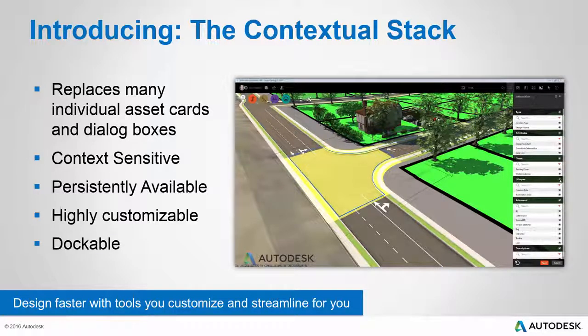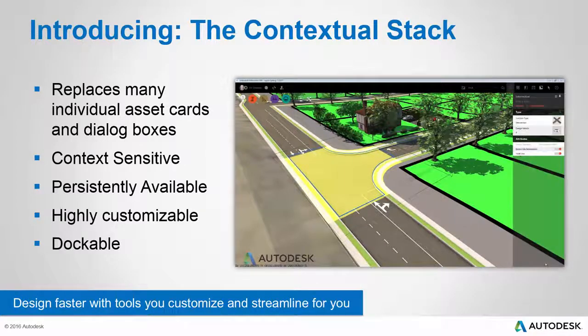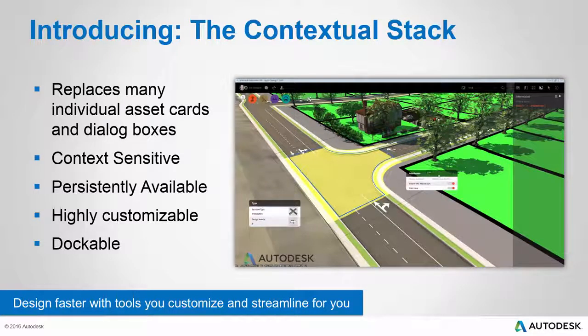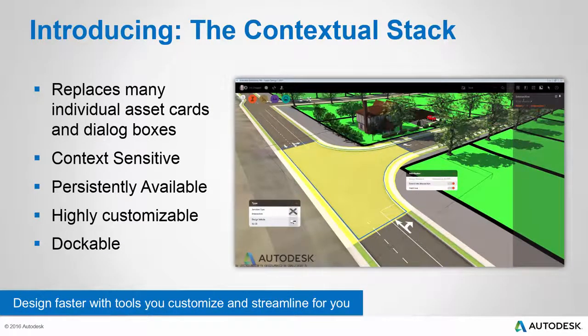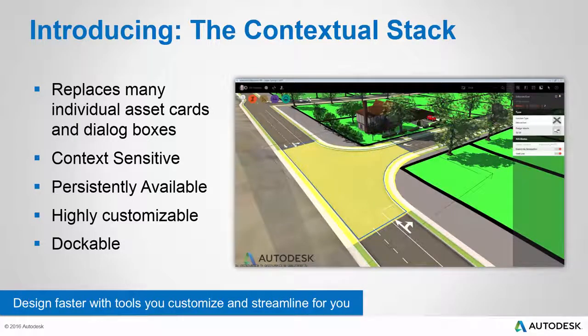It's context sensitive, so it responds to what you select in the model. And you can make it persistently available so that you're not constantly opening and closing dialog boxes and asset cards. The best part about it is it's highly customizable. You can control what properties and groups of properties are visible for specific object types. You can even take the panels and move them out into the model area, making them easier to get to.